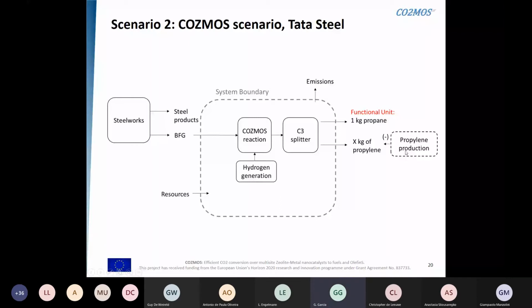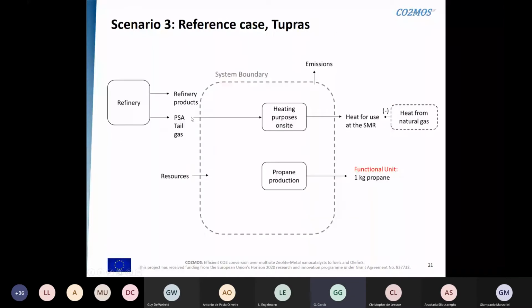Scenario 3 is the reference case for Tupras. Here we're using the PSA tail gas, which is used for heating purposes. And again, we have to include the propane production in the system boundaries, so we can scale everything up to the production of 1 kilogram of propane.